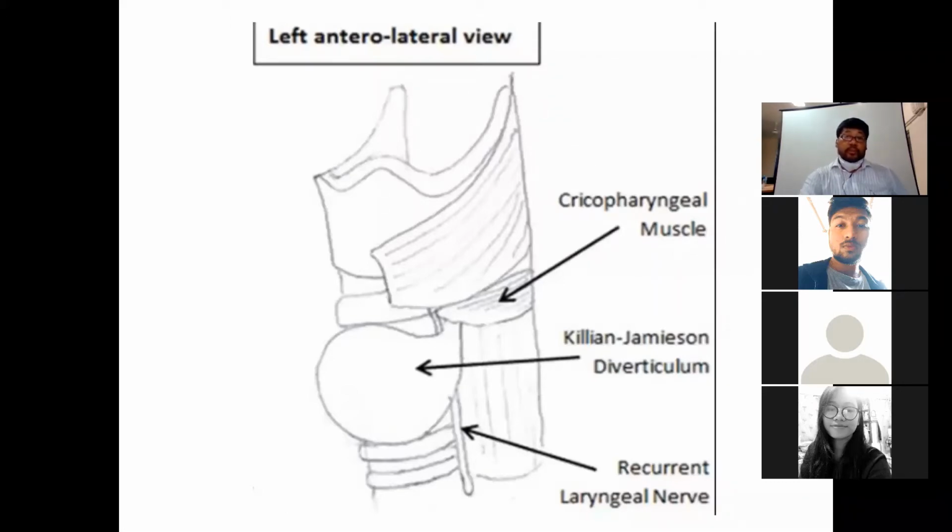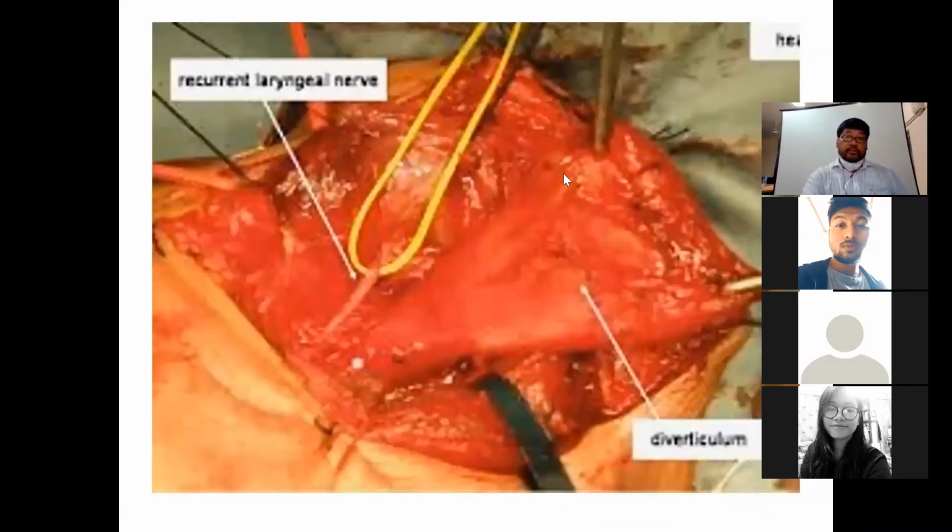So here also, similarly, we isolate it. This is the esophagus and this is the diverticulum. So we'll cut the base here and we'll do the diverticulopexy, and thereby we'll finish the operative procedure.